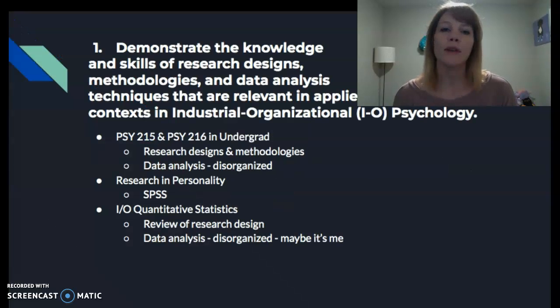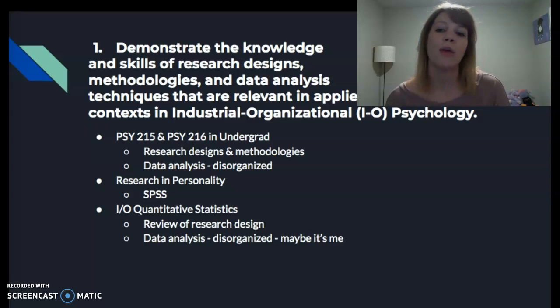So for the first objective, I think I have quite a bit of knowledge or a strong basis on understanding research designs and methodologies. My undergraduate work in psychology, and especially the Sci 215 and 216 classes, gave me a basis for research design and methodologies for this program. I did learn quite a bit about data analysis, but the thing I remember most is that I felt like it was disorganized and it was not very tied to psychology-related topics. For example, we discussed probability for quite a while, and I didn't really see how that applied to psychology.